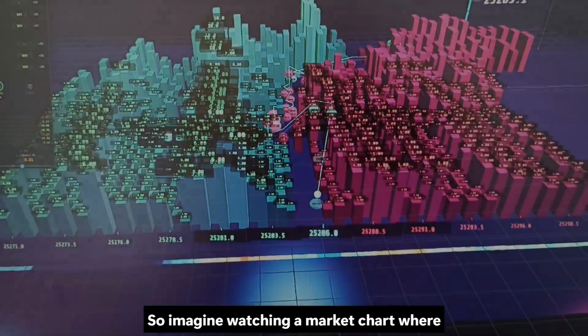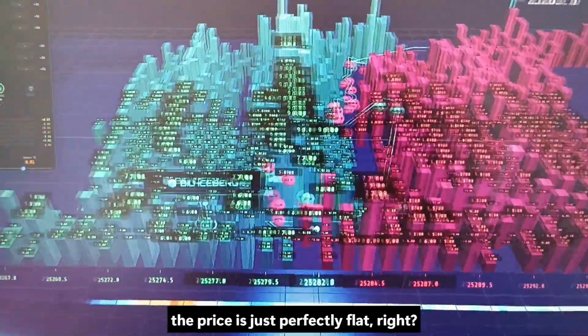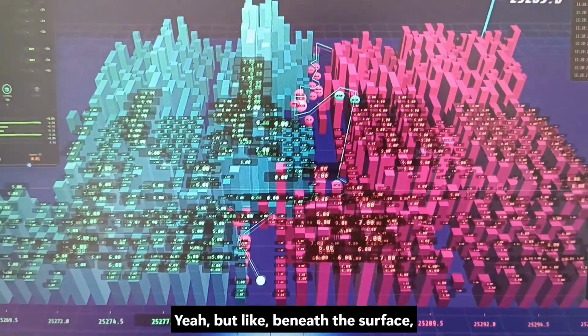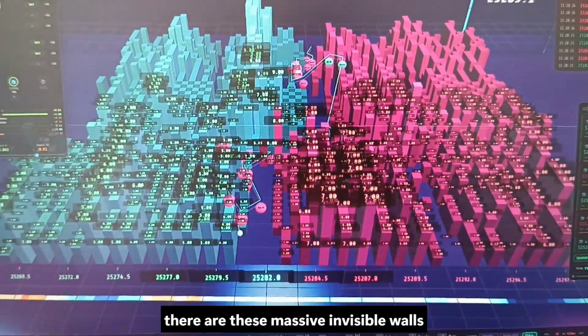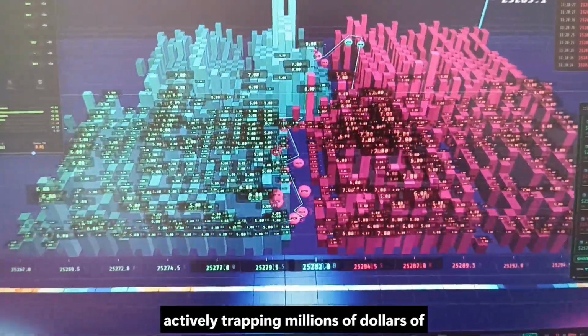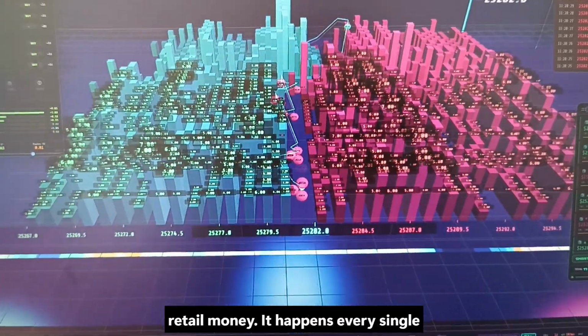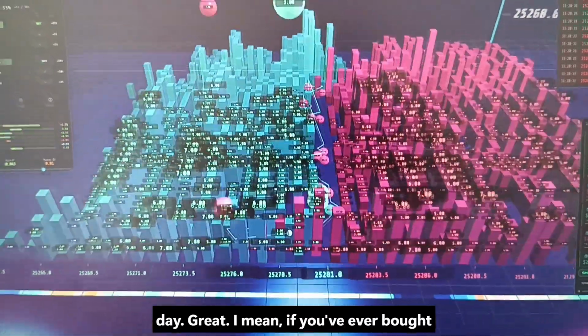So, imagine watching a market chart where the price is just perfectly flat, right? But beneath the surface, there are these massive invisible walls actively trapping millions of dollars of retail money. It happens every single day.